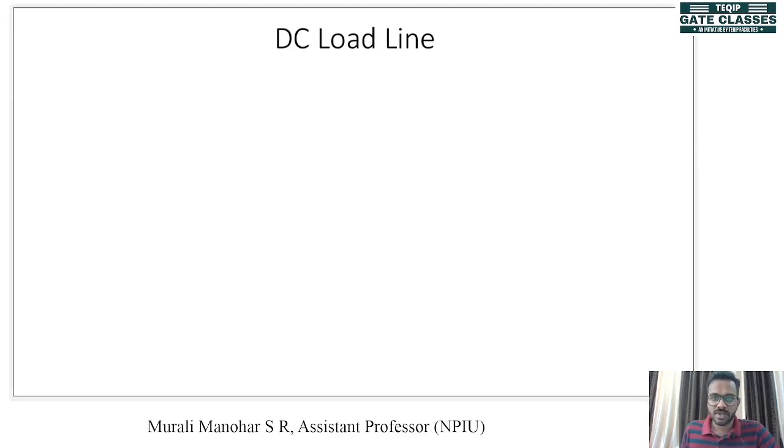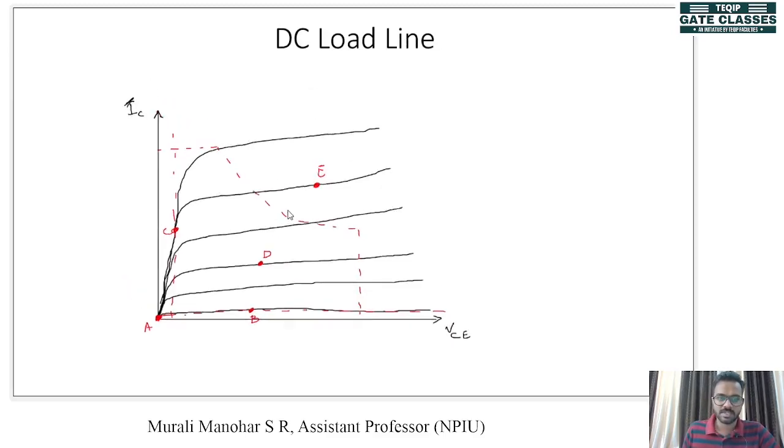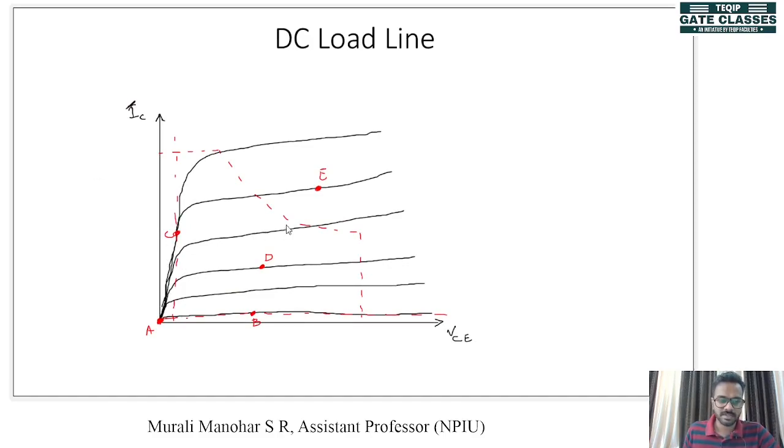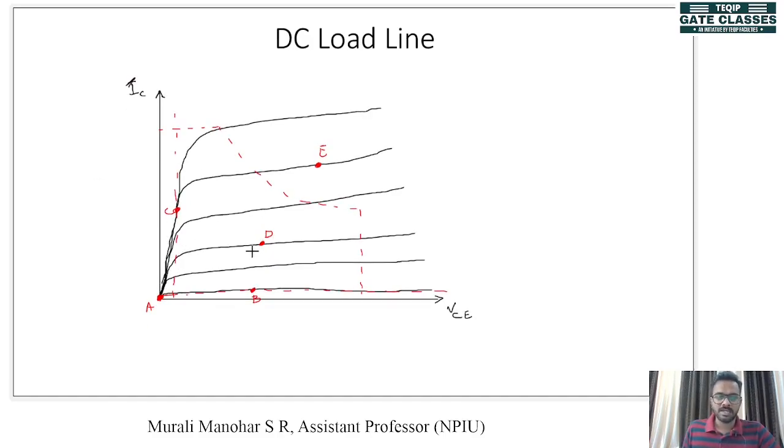Now the next topic is called DC load line. So this is our characteristics. Now our operating point is at D. In order to choose D as the operating point, that is when there is no signal, the current corresponding to D and the voltage corresponding to D must be the current and voltage supplied by the DC supplies, right? So for the DC sources to apply this much current and this much voltage, there will be a resistive network applied across the transistor.